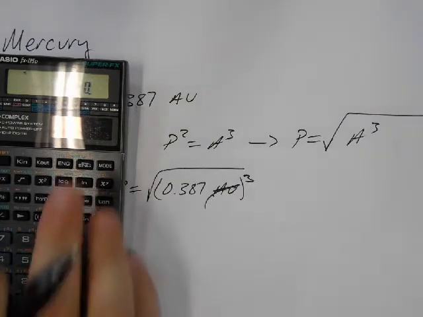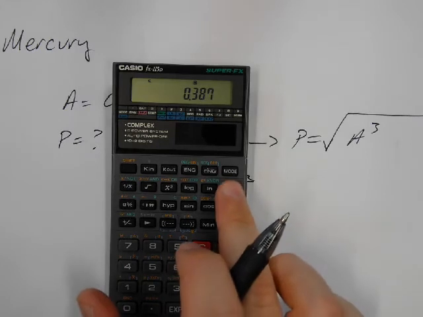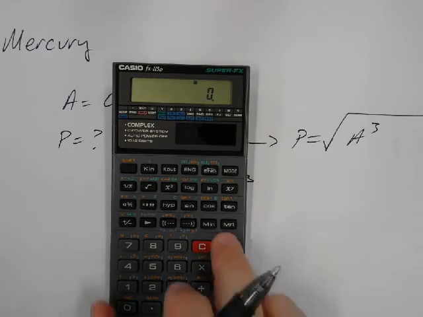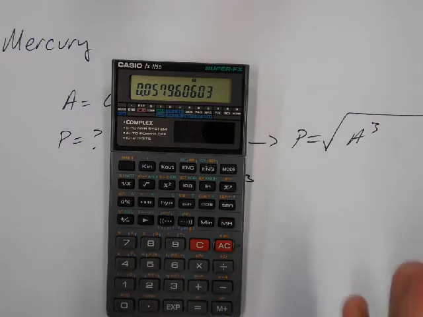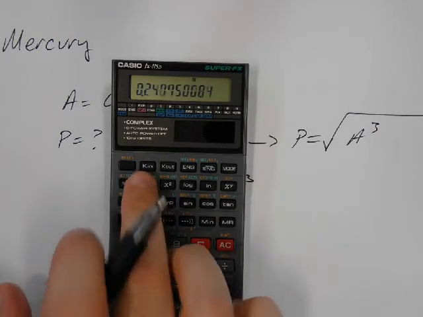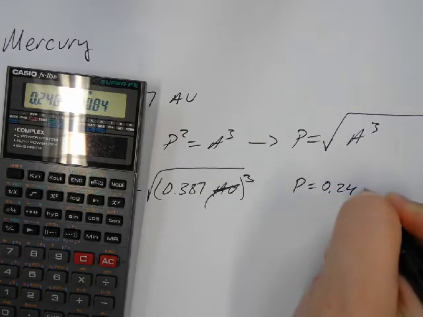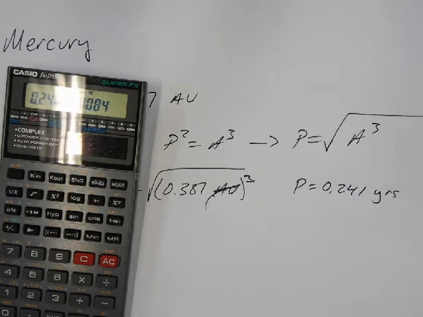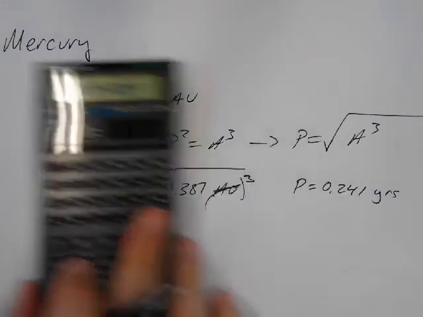So 0.387, and then we have to use the button to get cubed. Oh, something went wrong there. 0.387 cubed. Okay, that's fine. And we take the square root of that. Period is 0.241 years. And when I go look that up in the text, Mercury's period is 0.2409 instead of 0.24075. Close enough.